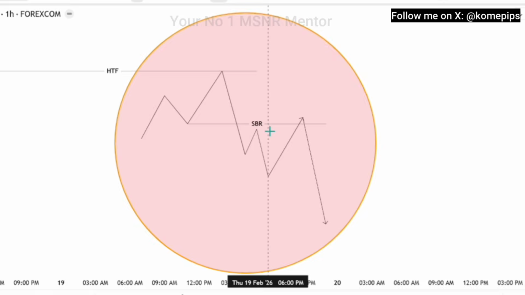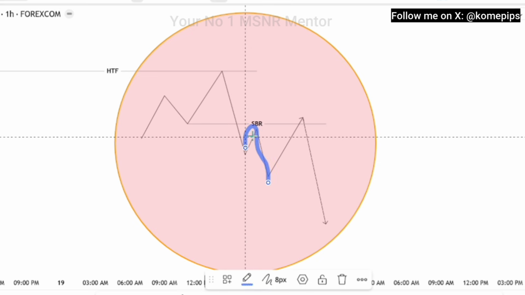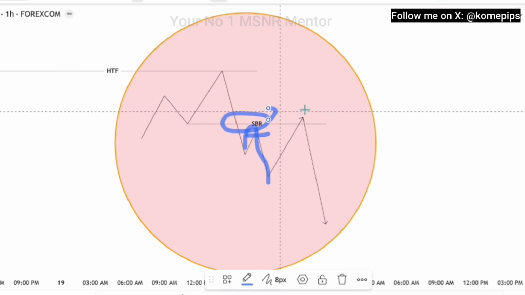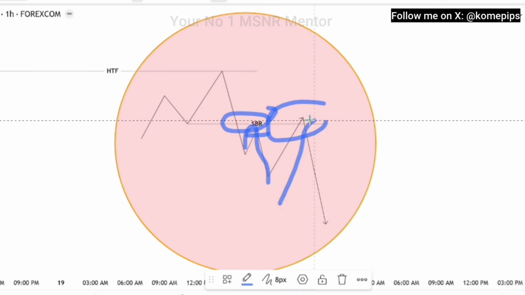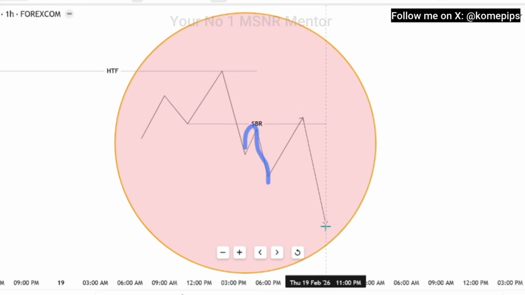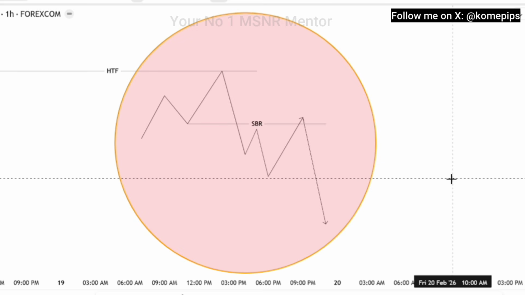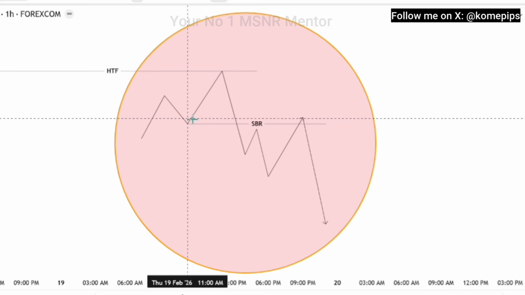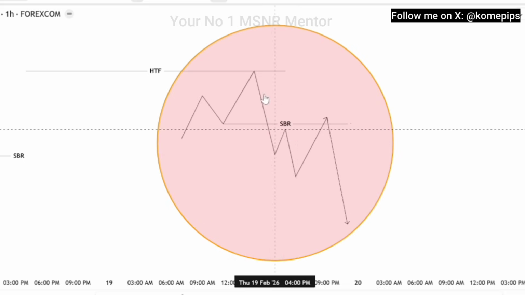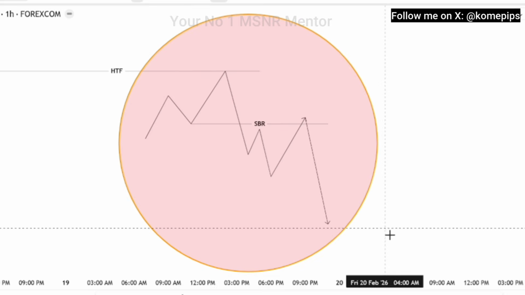Okay, so anytime you see inducement a little bit lower to your SBR or RBS, then that might likely hold. Because inducement is a way of the market telling you, okay, this is where I want to use. So the market is screaming, I want to use there, I want to use here, right?